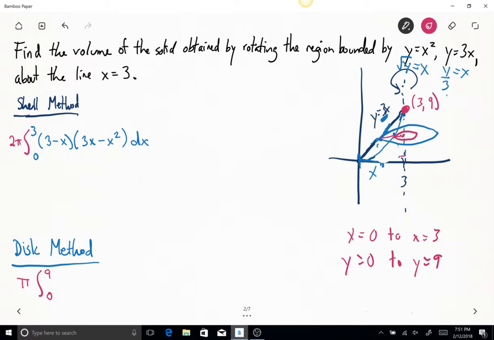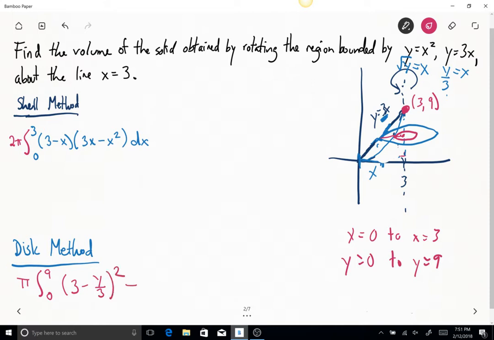And then where do we go from here? Well, we need to square the radius. So we're going to basically take the first radius, which would be the distance from this y equals 3x, or I'm sorry, x equals y over 3, to the line x equals 3. So you could take 3 minus y over 3, and we want to square that quantity.